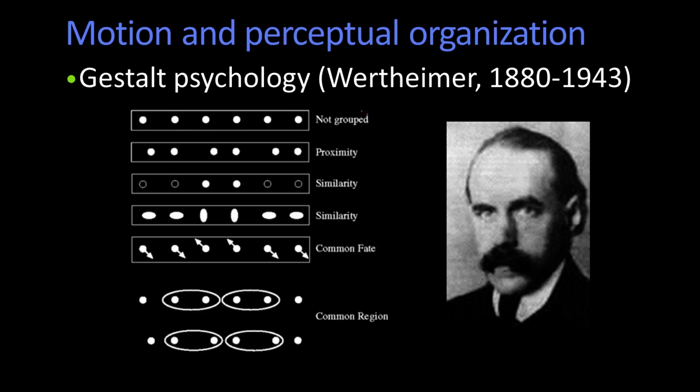So up here we have the not grouped, right? We just have a bunch of black dots. Well, it turns out that if you just move them a little bit, proximity will cause you to say, oh, I have 3 sets of 2 there. Likewise, appearance. So you see that there's black, white, black. Similarity also in shape. So we've got horizontal ellipses and vertical ellipses. But one of the ones that they did that was kind of cool was called common fate. And you can see what common fate here means is that they're moving the same way.